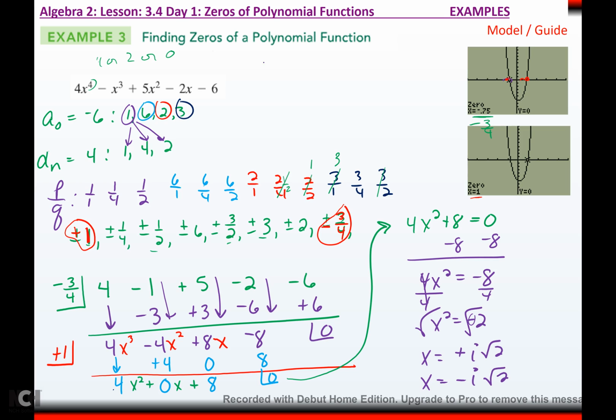So my 4 solutions are negative 3/4, positive 1, positive i square roots of 2, and negative i square roots of 2. 2 are real, right there. 2 are imaginary. Okay? And the only ones that are rational are those two.